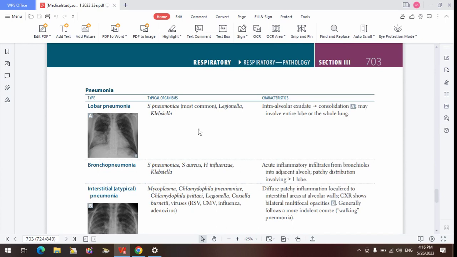So for the lobar pneumonia, on X-ray, it's actually associated with the presence of homogeneous opacity.